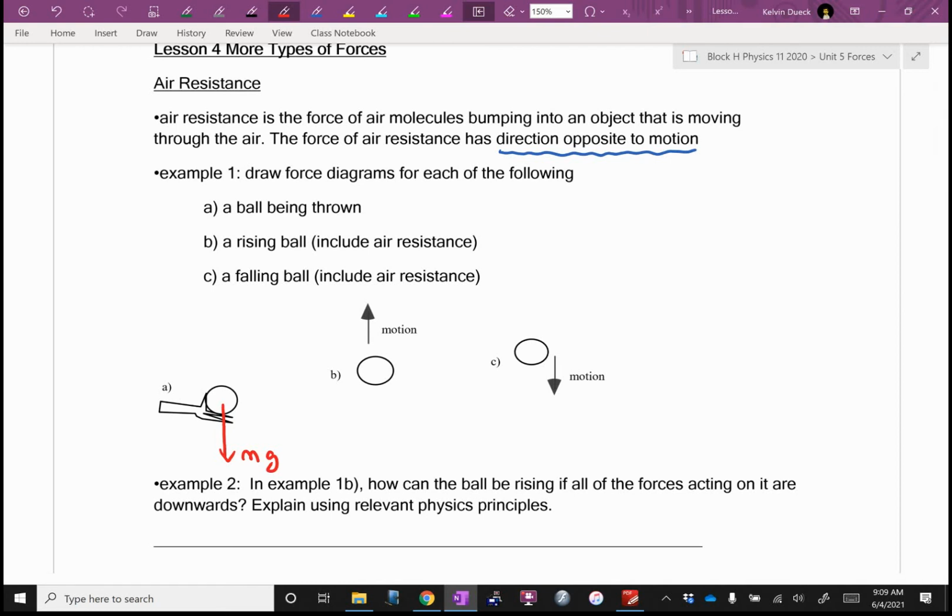Okay, I agree. You could call it force of throw, force of hand. You could maybe pretend it was a normal force because your hand acts like a surface, but let's not overcomplicate it. Force of hand pointing which way? Bigger, smaller, or the same size as mg? Bigger. Can it be smaller?